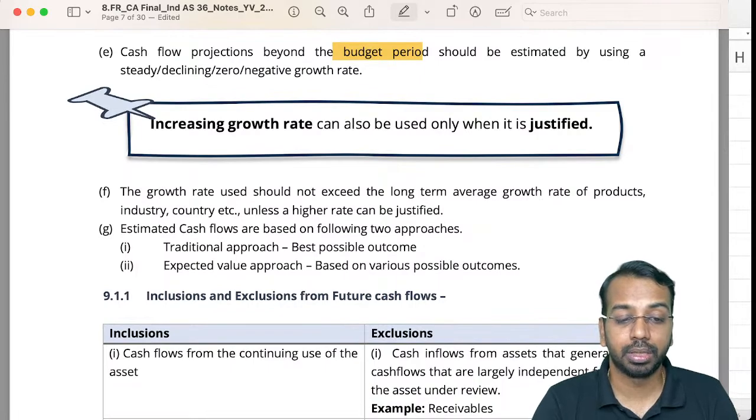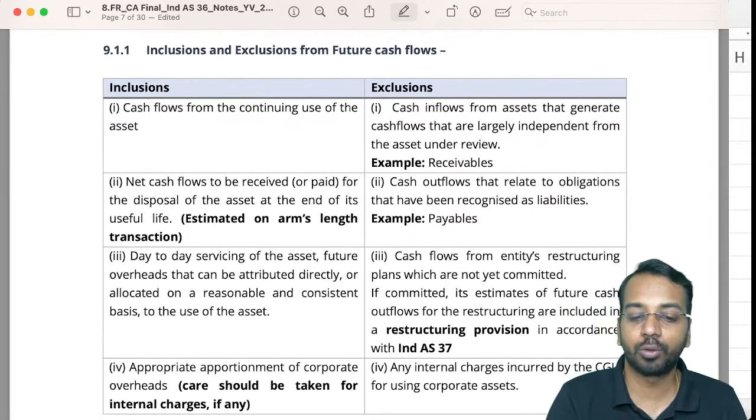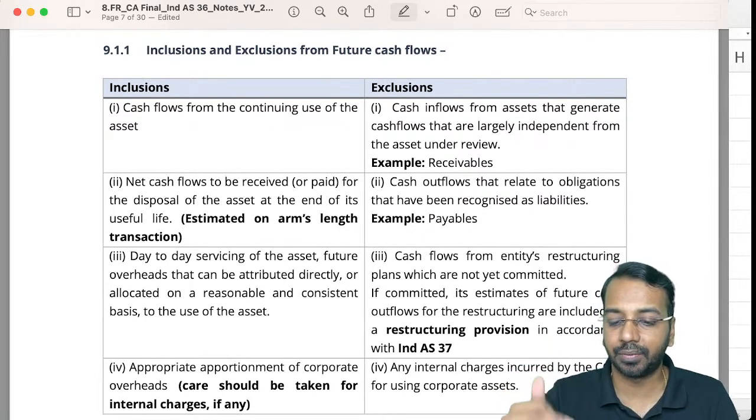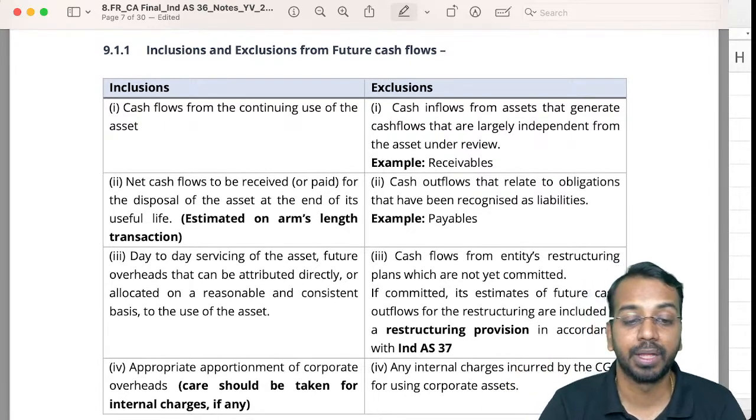Okay, now the most important aspect, these are just basic theory. The important aspect is what should be included, what should be excluded. What should be included, what should be excluded. I suggest you revise it 2-3 times so that if a question comes in the examination, you are not stuck. Okay. Include cash flows from continuing use of the asset.